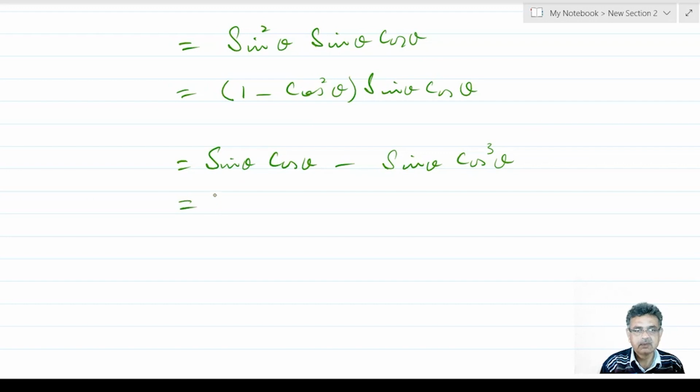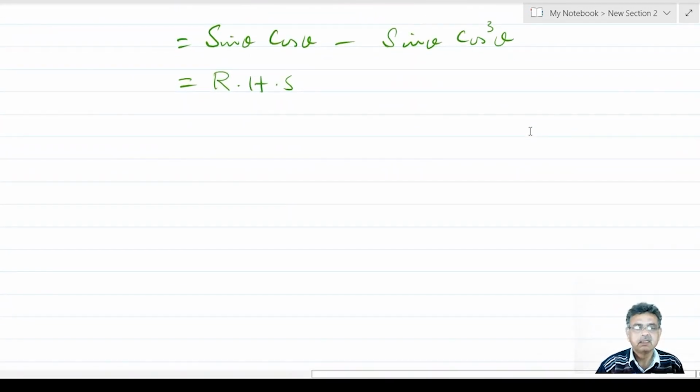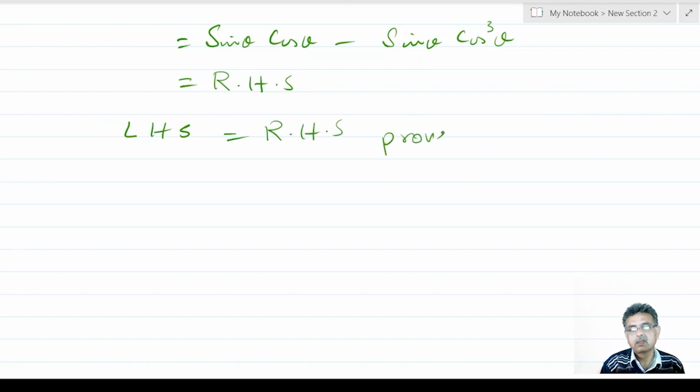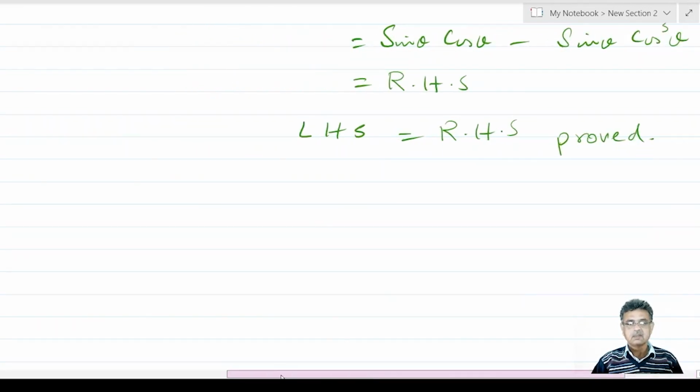So you can say that this is equal to the right hand side, and finally you can say that the left hand side is equal to the right hand side. That is proved. So no need to solve both of the sides. You can solve any one of these sides to prove that. Okay.